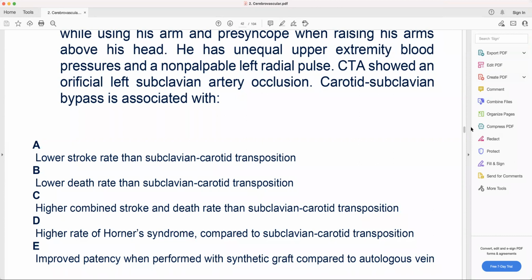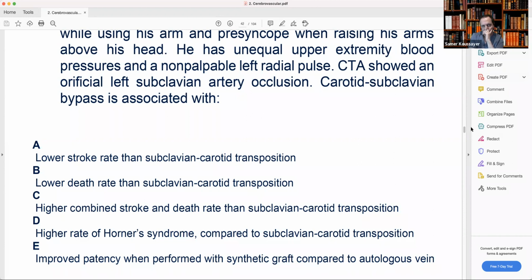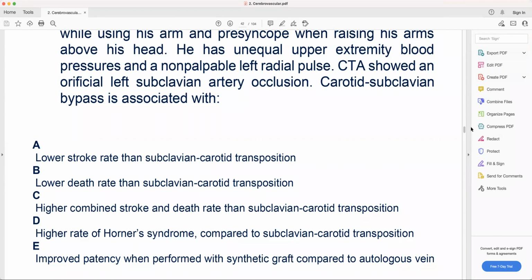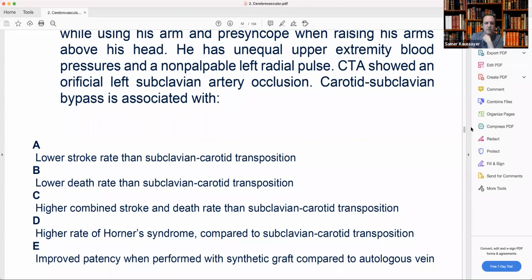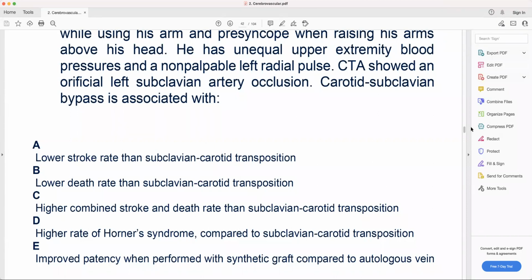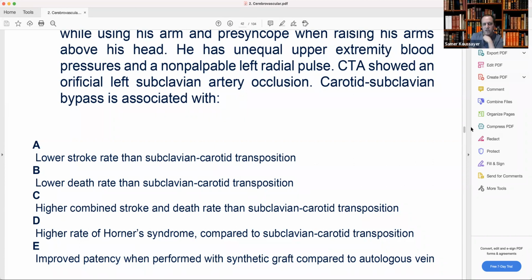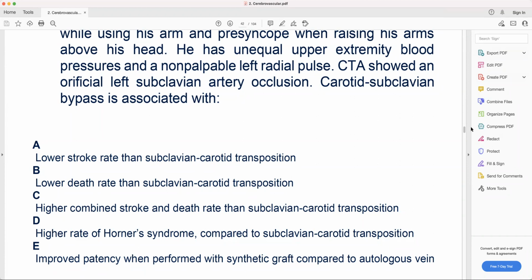Improved patency when performed with synthetic graft compared to autologous vein. When you did the subclavian bypass, was it a vein or synthetic? It's synthetic. Did you see anyone do it with a vein? No. So the reason is that this is the only place where patency is better with a synthetic bypass than with the vein. You know why? I think because of the ring and the movement with the clavicle. The kink. Yeah.